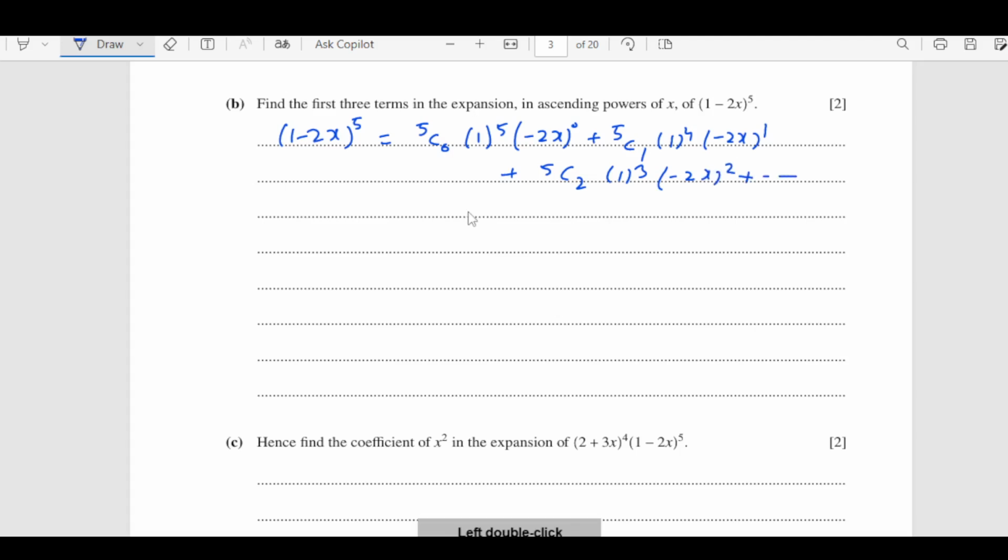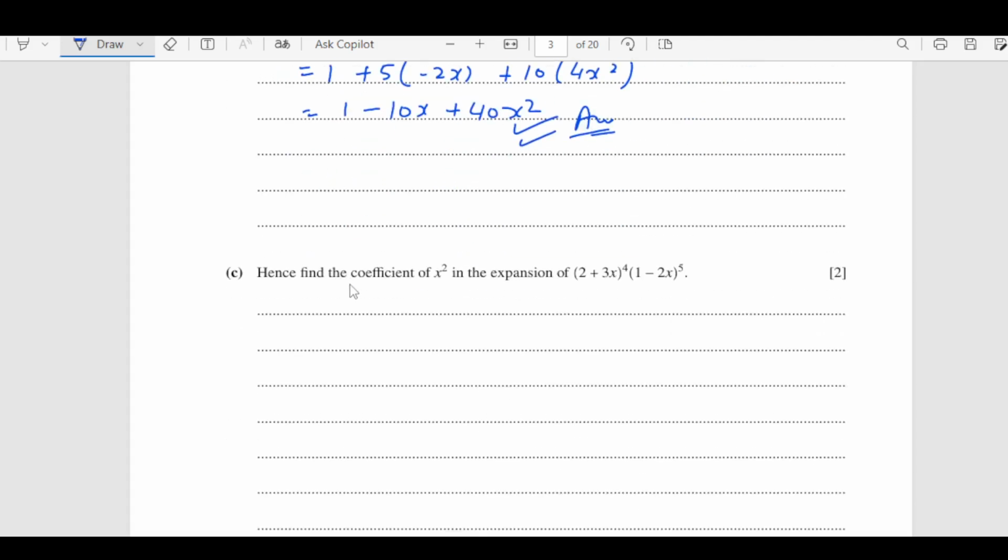Then we will expand this again. This is 1 plus 5 times negative 2x, then we have 10 into 4x squared. So this is 1 minus 10x plus 40x squared. So this is the answer for this one, right?